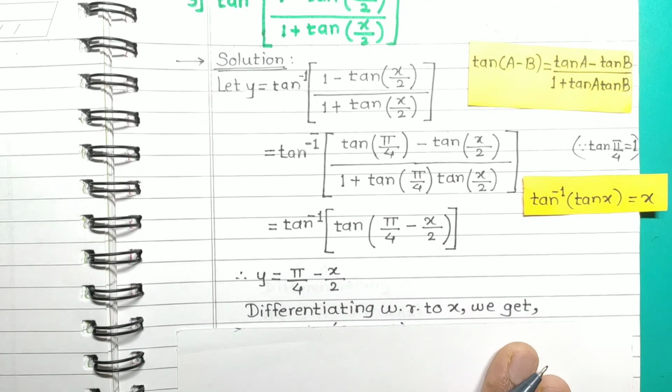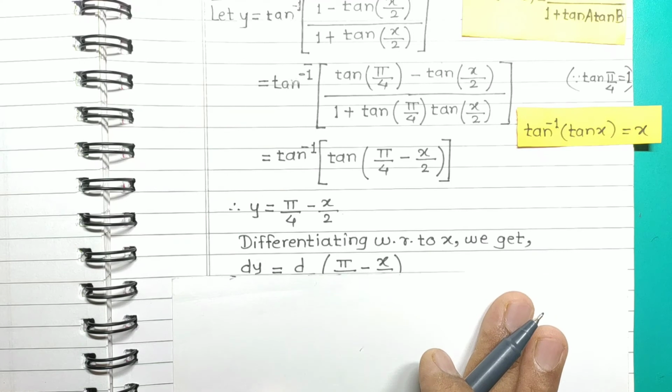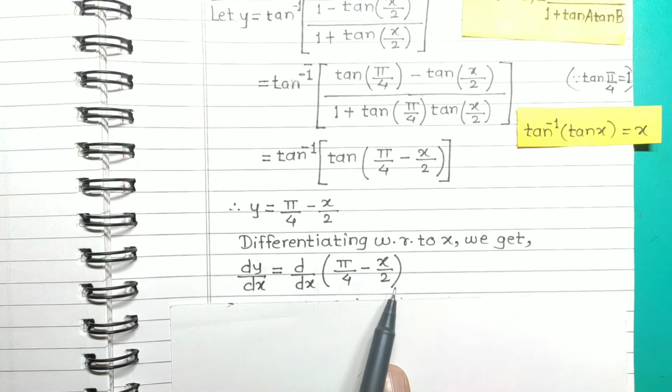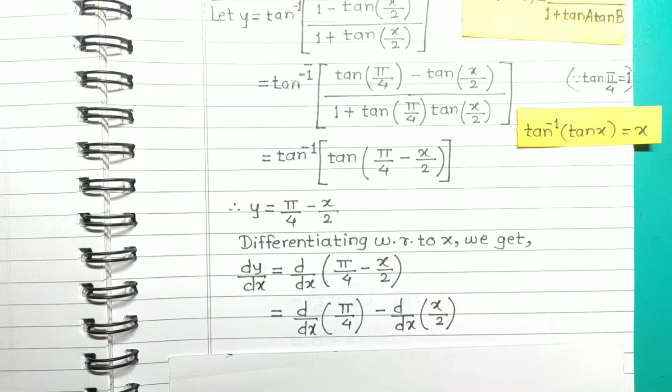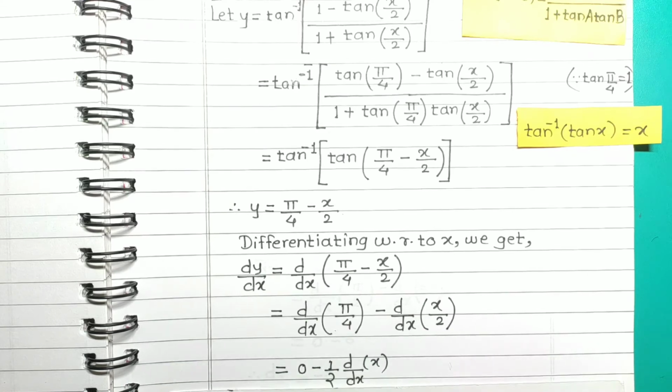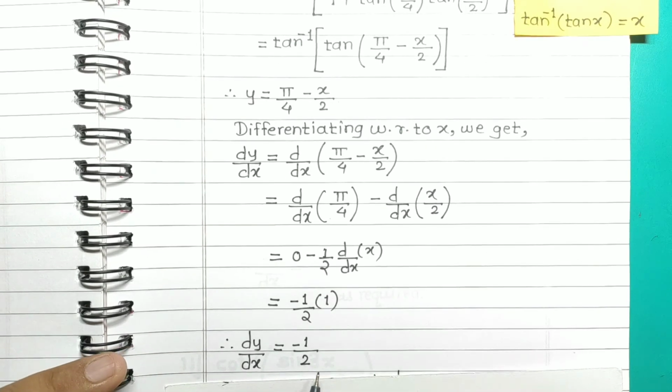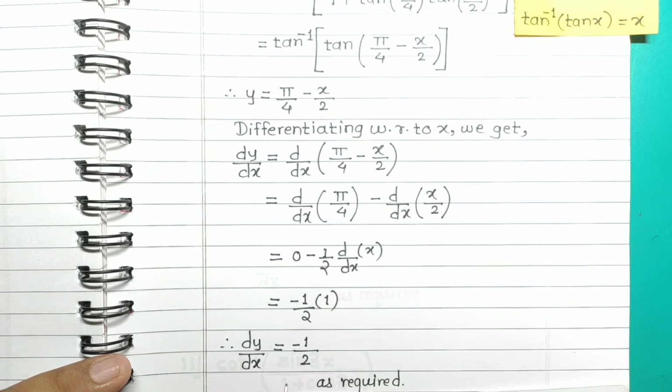So differentiating with respect to x, we get dy by dx is equal to d by dx of pi by 4 minus x by 2. So it is the derivative of pi by 4 minus the derivative of x by 2. Pi by 4 is constant, so its derivative is 0, and the derivative of x by 2 is half. So finally we have dy by dx is equal to minus half. Okay, so this is the required derivative.